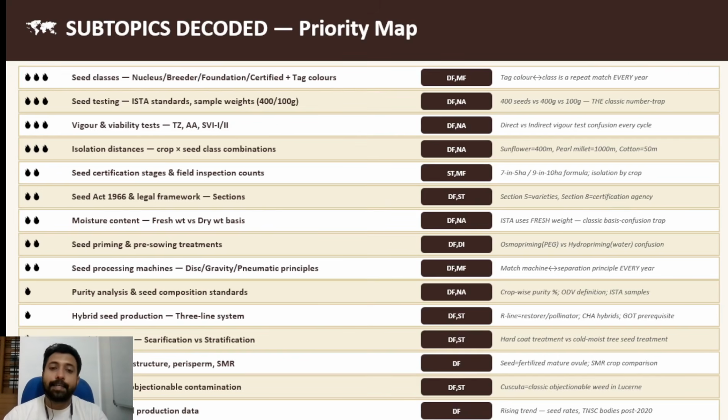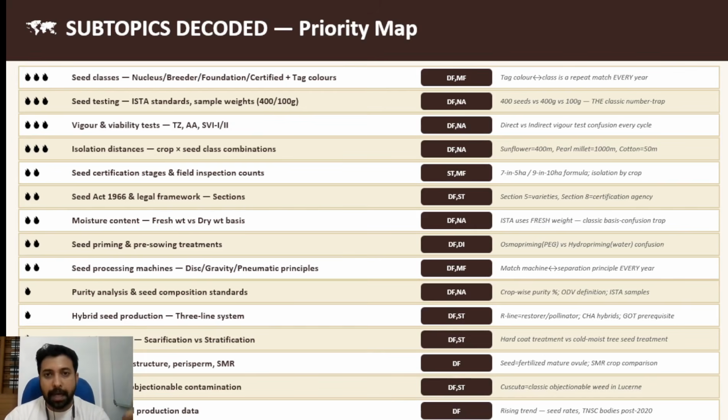Then comes seed testing. You should be very clear about the ISTA standards and the weight of each and every seed for testing, as I told you previously. It can very easily be asked as match the following questions, or given as statement type questions. Any type of question can be framed from that area. We will be going into the depth of each and every area, so I am just glancing over it once. Then comes vigor and viability.